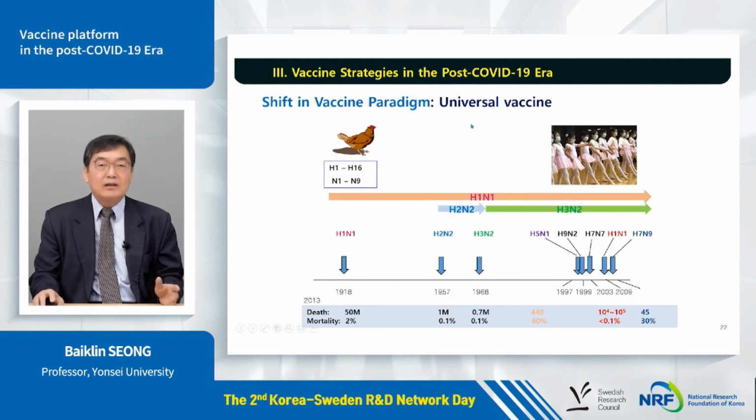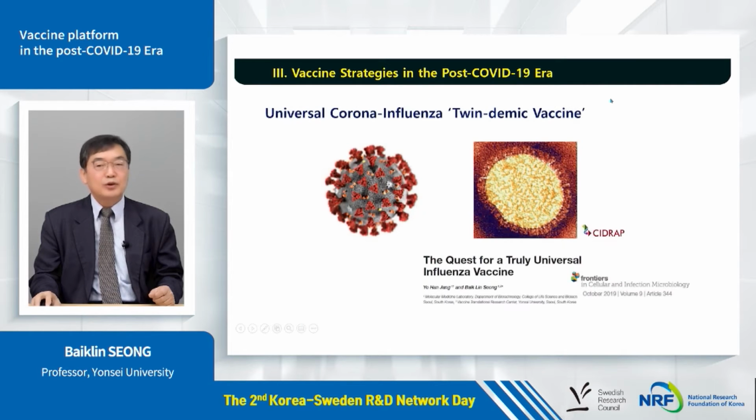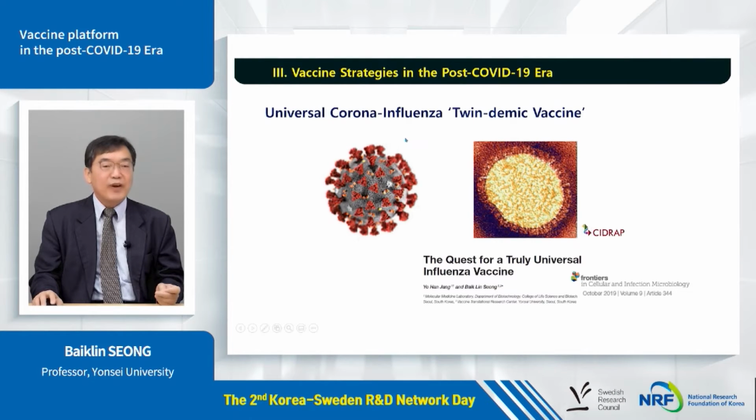Nowadays, scientists are working on the development of a universal vaccine. By one shot, it protects against the current virus and also other genetic variants that are to come. So the shift in vaccine paradigm is developing a universal vaccine, and that applies to coronaviruses. Now, influenza and corona may circulate closely, and the co-infection of these two viruses may aggravate the situation, calling for a universal vaccine, the twin endemic vaccines.